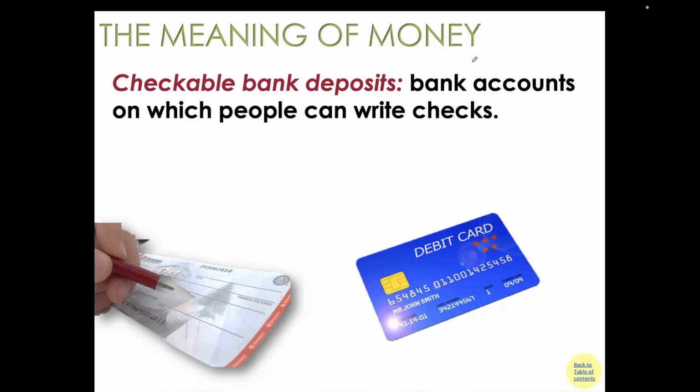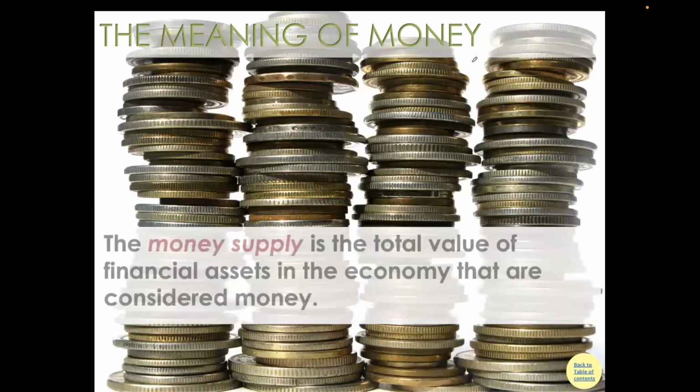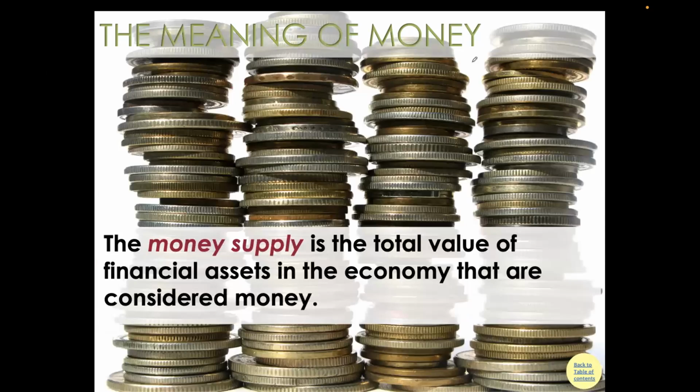But for now, let's focus on 3 simple concepts. Number 1, currency in circulation, which essentially is the cash you have. Number 2, checkable bank deposit. Number 3, money supply. So money supply essentially is the summation of these first 2. But certainly we have a broader definition of money supply, which may include the money in your saving account. All right.